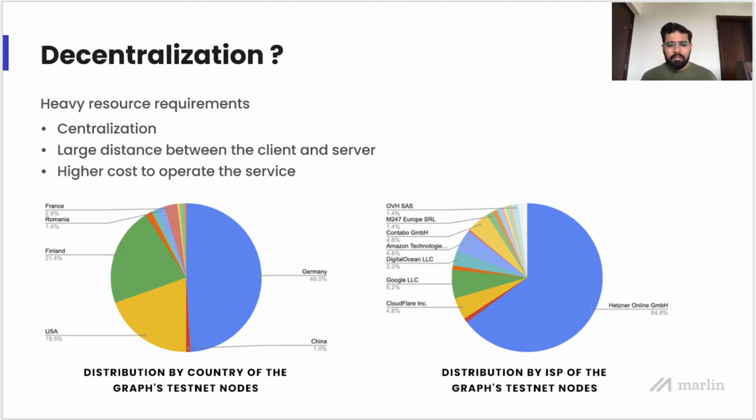It is evident from the measurements of the current testnet that the Graph's nodes are not very distributed, as most of them run on Hetzner Online services and mostly out of Germany. So, how do we do better? How can we solve these problems?